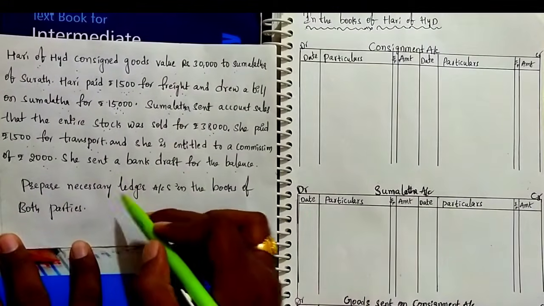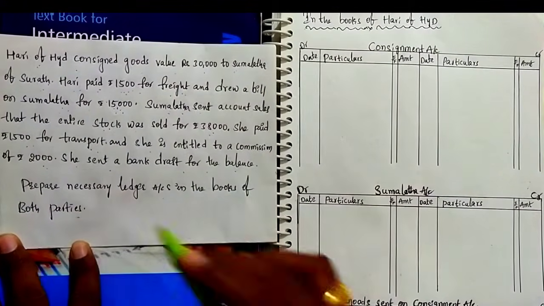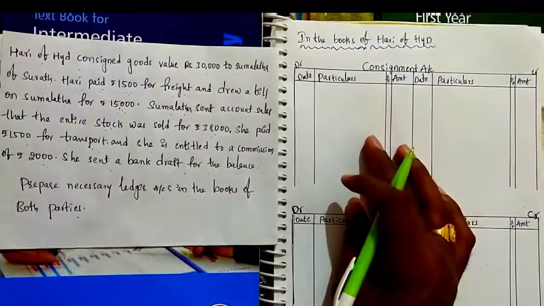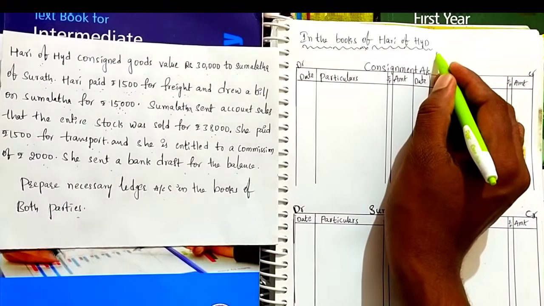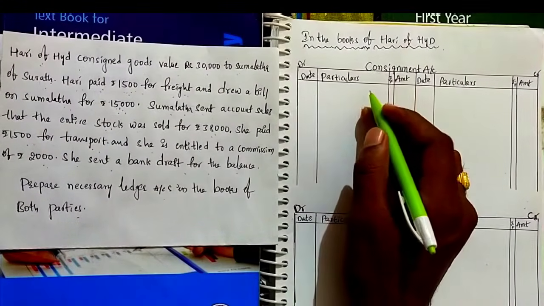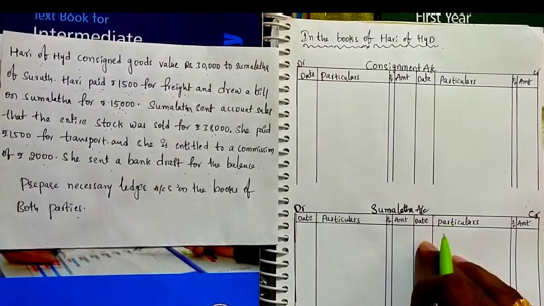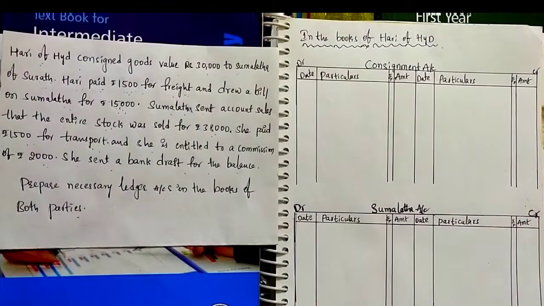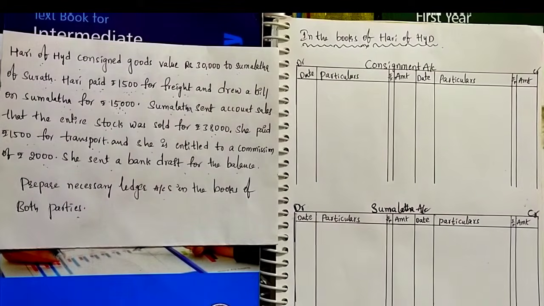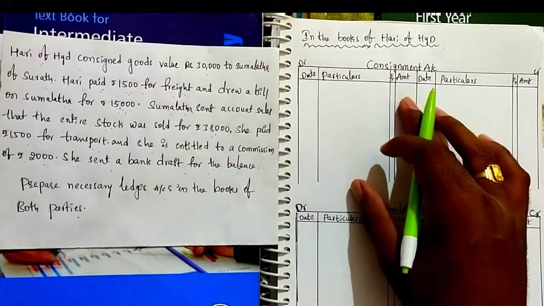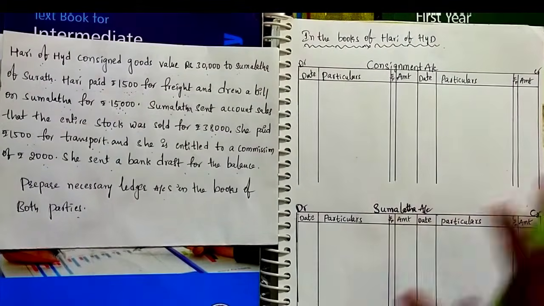Prepare necessary ledger accounts in the books of both parties. Both parties means Hari and Sumalata. First we have to prepare in the books of Hari of Hyderabad, the consigner's books. In the books of consigner we have to prepare three accounts: Consignment account, Sumalata account, and Goods sent on consignment account. If you prepare this consignment account, you can easily prepare the remaining two.